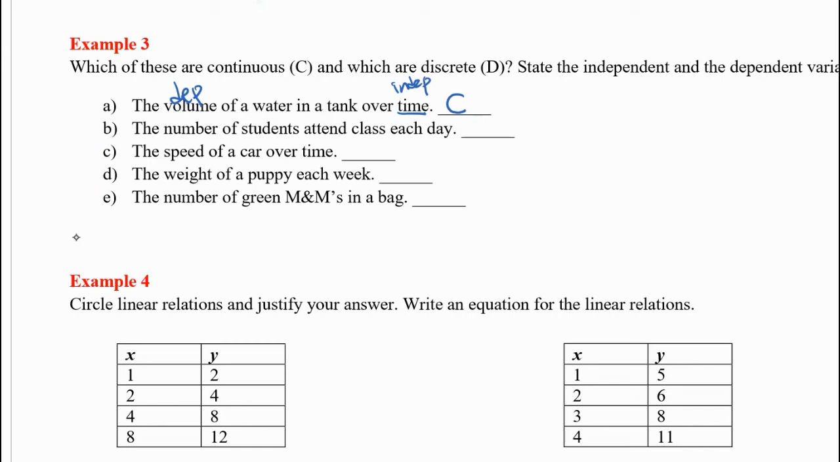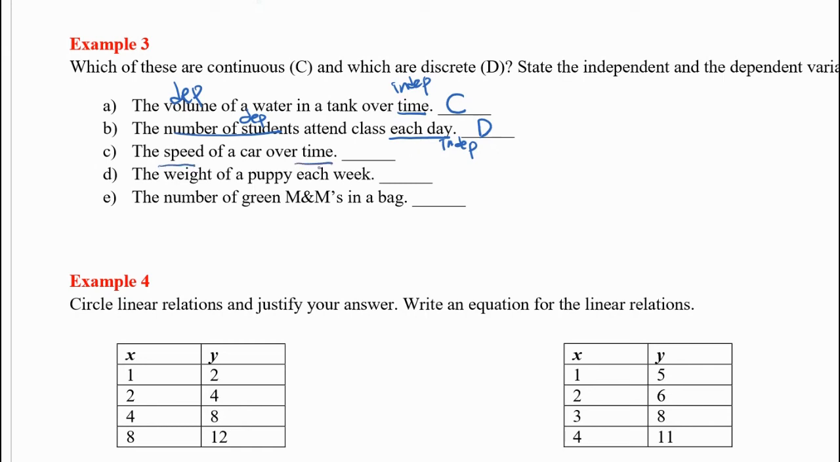All right, number of students. Is that countable or measurable? It is countable, right? So it's discrete. And the number of students is the dependent variable. Each day is the independent variable, because the number of students changes each day, depending on the day, right?